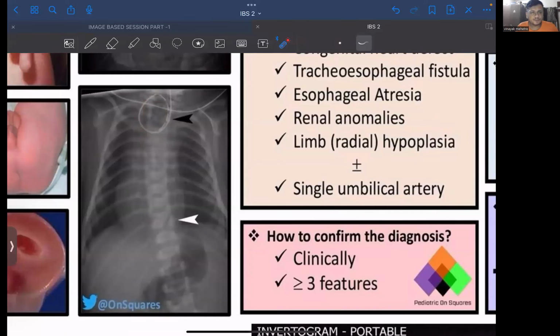Coiling of the tube in the esophagus itself, it has not reached the stomach. So what does that mean? Tracheoesophageal fistula. Tube is not reaching the destination. Okay, tracheoesophageal fistula, right? This image has been asked.